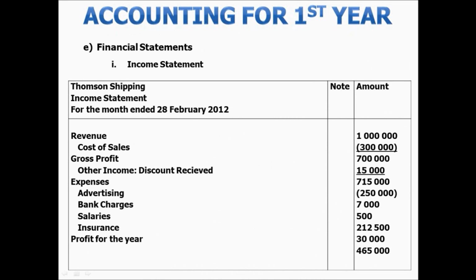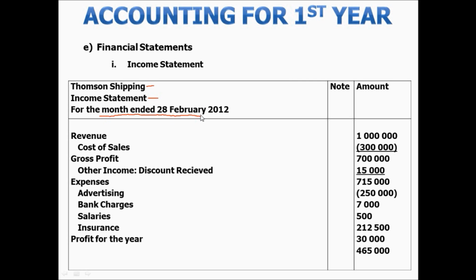The following table shows the generally accepted format of an income statement, and it needs to include the following. First of all, we must always add the name of the enterprise. We must then state that this is an income statement. And as we have learned, an income statement shows us the financial result over a given period. In this case, it would be for the month ended 28th of February.